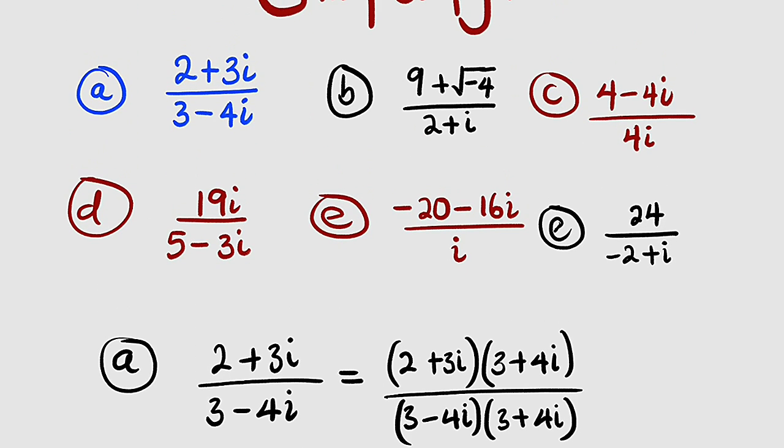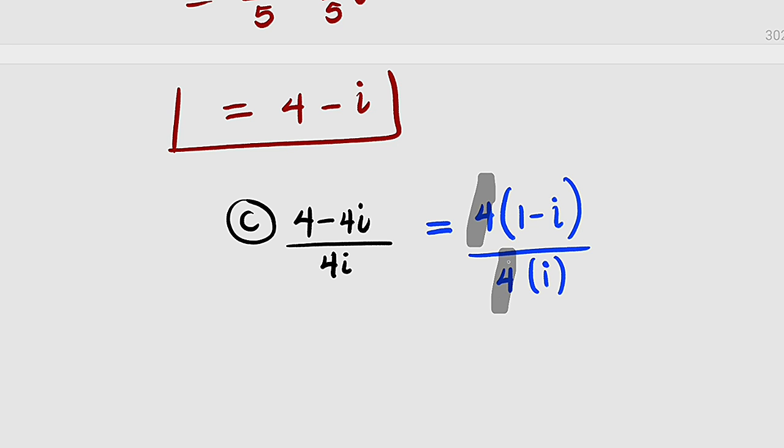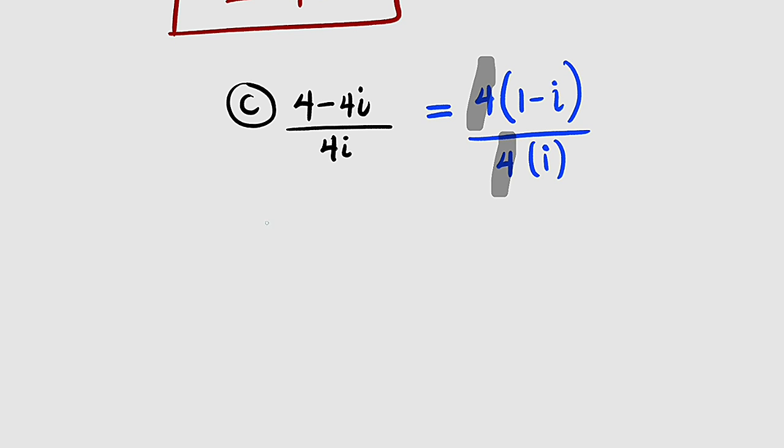Now let's take the C part. Here is the last question. First of all, let us factorize it because I realize we have common factor of 4. To the top, we can bring out 4. Inside, we have 1 minus i. Divide by what? 4 multiplied by i. So from here, you can cancel the 4. What we have left is just 1 minus i divided by i.